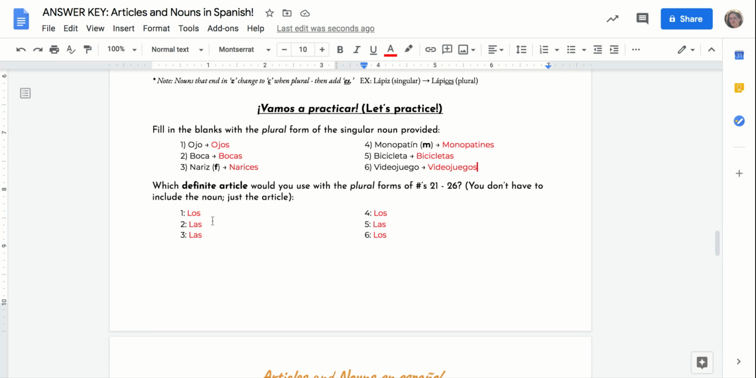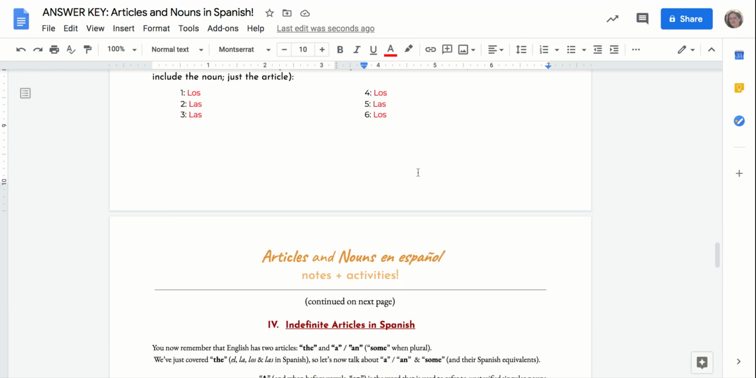Then here are the definite articles you would use with those plural nouns that I just provided in red. Notice that all of these definite articles end with the letter S because they are the ones we're using only with plural nouns, such as the ones here in red, okay?